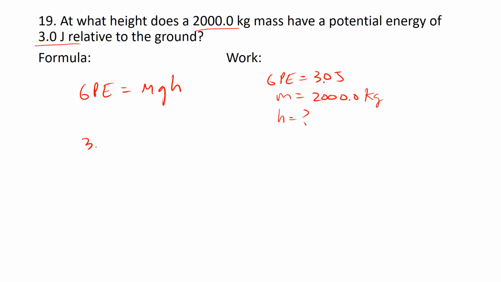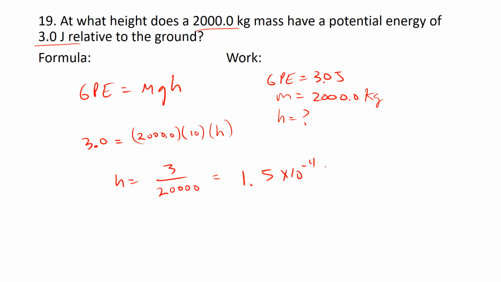So we have 3.0 equals 2,000.0 times 10 times h. So it's going to be h equals 3 divided by 2,000, add another 0 to the end because of that. So 2,000 times 10 is going to be 20,000, and this will be our answer. So 3 divided by 20,000, and you should get 1.5 times 10 to the negative 4th.